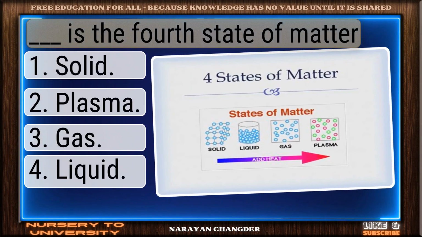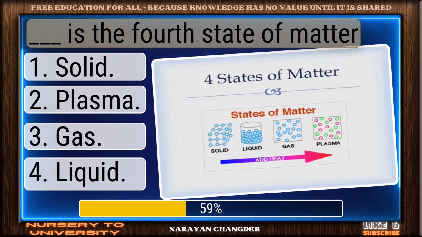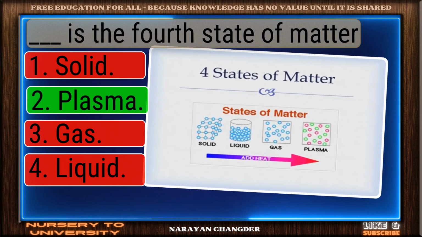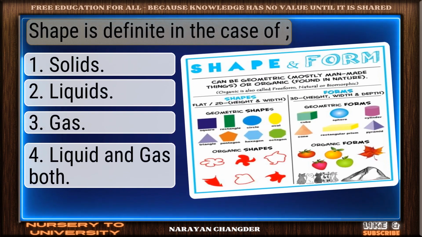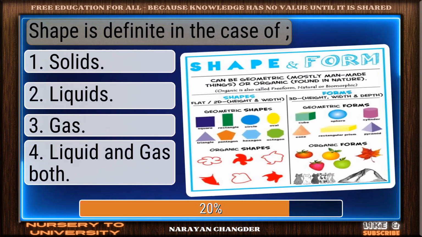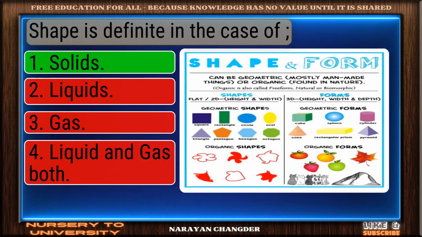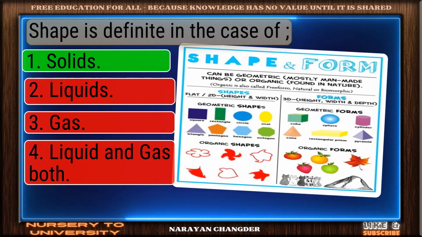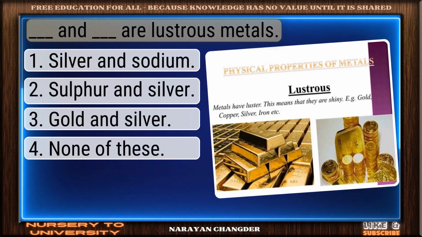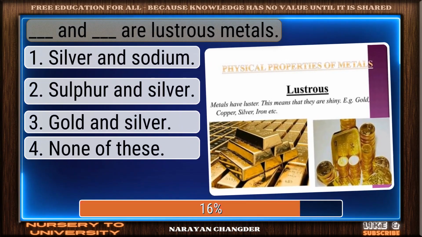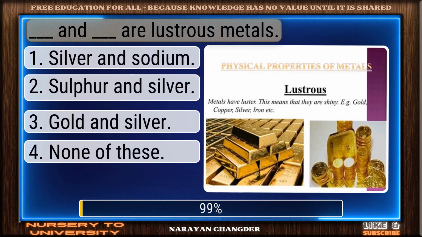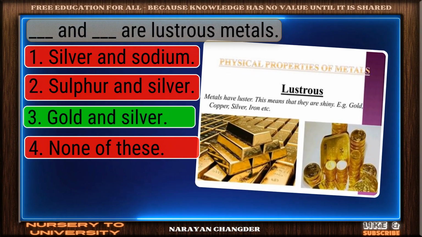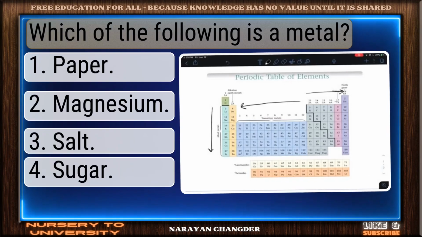Dash is the fourth state of matter. You chose plasma, and it is correct. Shape is definite in the case of... Exactly. Solids makes sense, and it is the right choice. Dash and dash are lustrous metals. Correct response. Gold and silver is the most accurate answer.